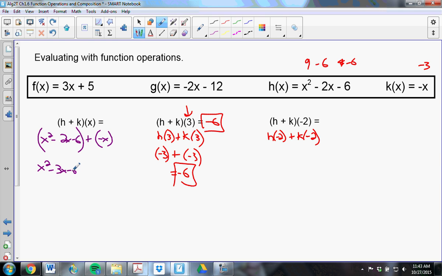So now if I wanted to find h plus k of negative 2, I could just plug a negative 2 in over here. And I get 4 plus 6 minus 6, which is 4. Had I done it this way, where I find h of negative 2, h of negative 2 would become 4 plus 4 minus 6, which is negative 2. And this is negative 2, which is 2. I put those together and I get a 0, and that seems somehow off. No, sorry, 4 plus 4 is 8 minus 6 is positive 2. This is positive 2 plus 2, which gets you a 4. So this worked out to the same thing as this.